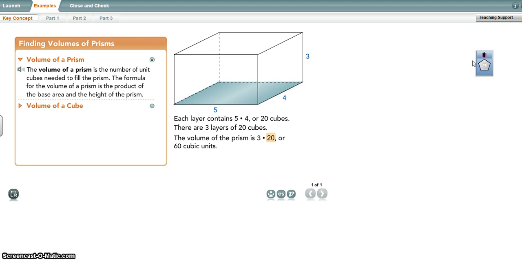Notice that the area of the base of the prism is 20 square units, and that the height of the prism is 3 units. So the formula for the volume of a prism is the area of its base times its height, or V equals B times H.